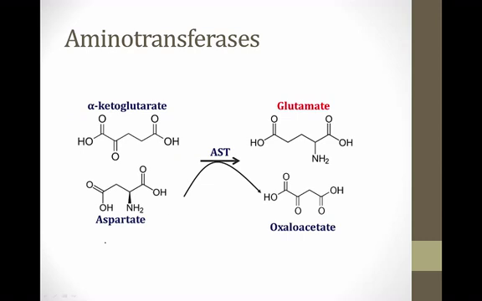Let's look at the one that pertains to the amino acid aspartate. This aminotransferase reaction is catalyzed by the enzyme aspartate aminotransferase, or AST, and it takes the amino group from aspartate and passes it to alpha ketoglutarate. In doing so, it will create a molecule of glutamate, and it will also create the alpha keto acid of aspartate, which happens to be oxaloacetate, which you may know is a TCA cycle intermediate.